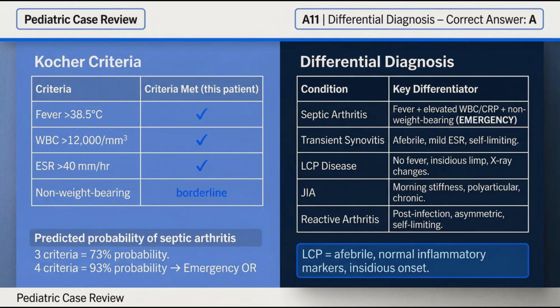Legg-Calvé-Perthes disease characteristically presents with no fever, normal inflammatory markers, and an insidious painless limp. Transient synovitis is afebrile with mildly elevated or normal inflammatory markers and is self-limiting. Juvenile idiopathic arthritis causes morning stiffness and polyarticular involvement. Failing to exclude septic arthritis can result in cartilage destruction and permanent joint damage.